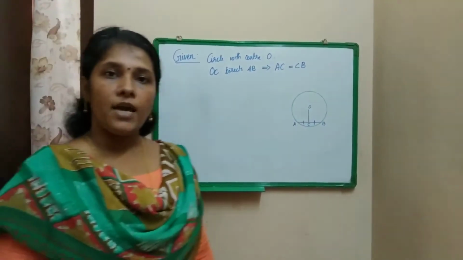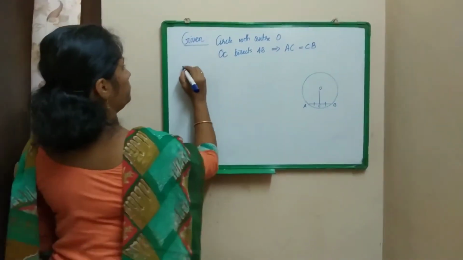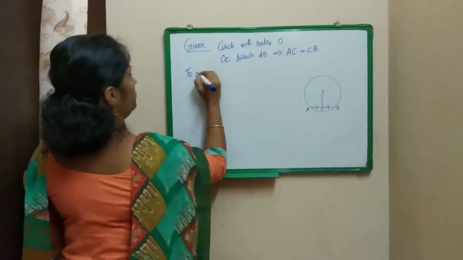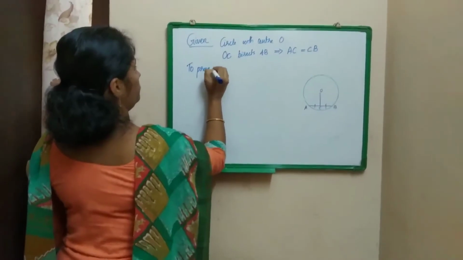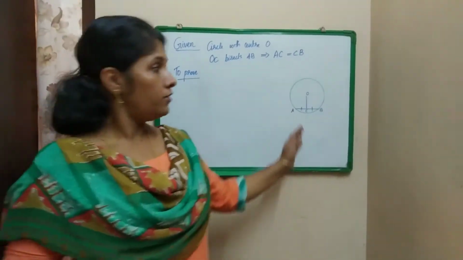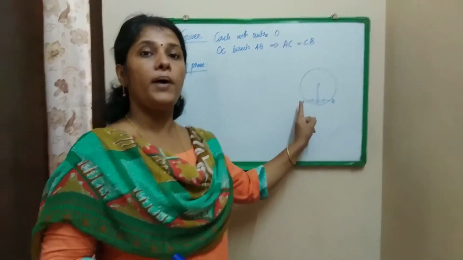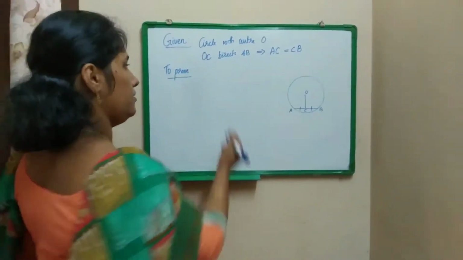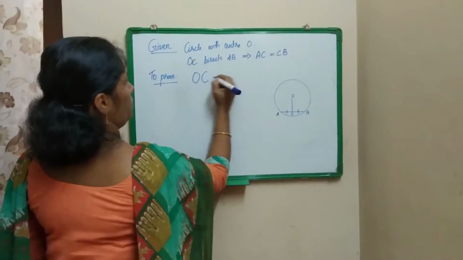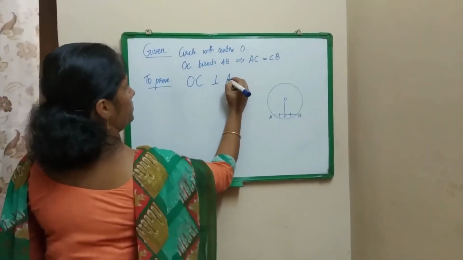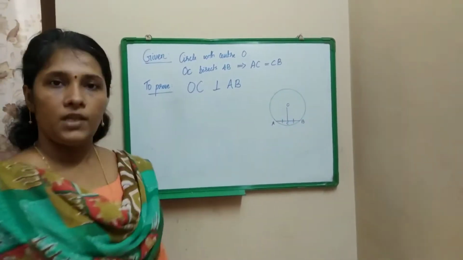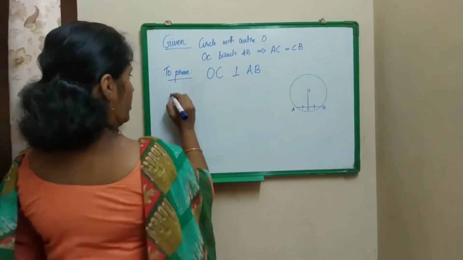The second step is to prove. Here, what we need to prove? We need to prove OC is perpendicular to AB. Then the third one, construction.